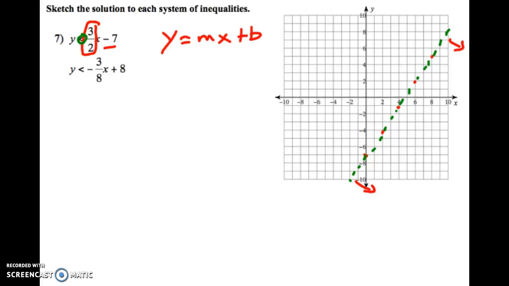All right, second equation, the bottom line. We got a +8 for the b, so that means we're going to start on the y-axis at 8. The m here is -3/8, so that means we're going to go down 3 and over 8.